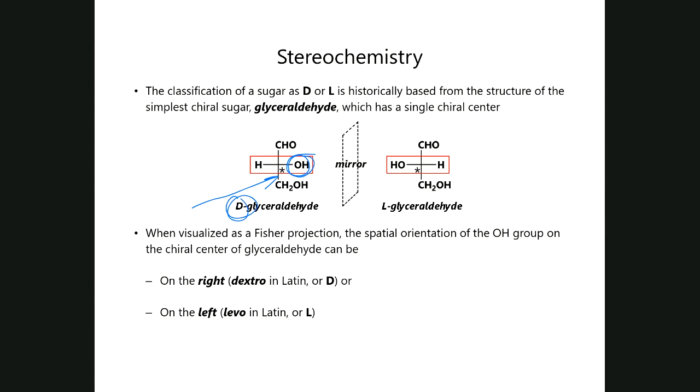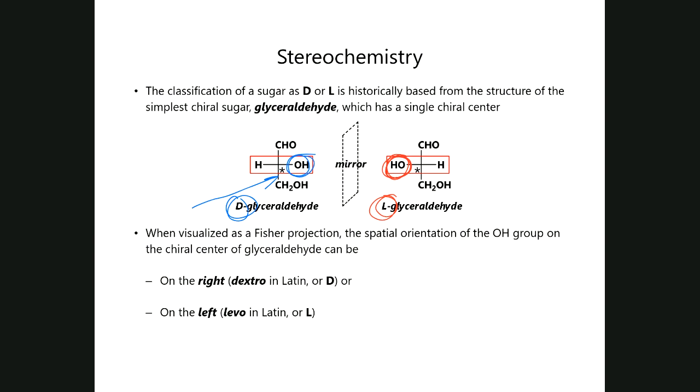The designator D refers to dextro. Dextro means to the right. And then if on that same structure, that furthest hydroxy group on that chirality center is pointing to the left, that's the L sugar. L comes from levo. Levo is the Latin for left. So dextro, Latin for right, that's the D. Levo, Latin for left, that's the L. That's where D versus L comes from.